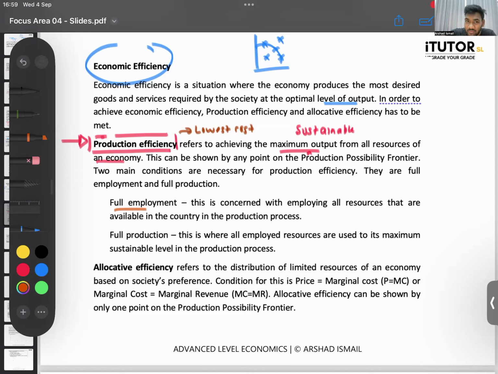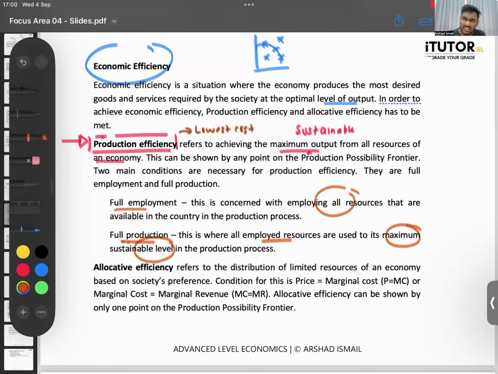Not just full employment, you also have to make sure that all of these people are working fully. There has to be full production. So you have to employ all your resources, and all the employed resources have to be used to their maximum sustainable level. So if a person has been given a job, he has to work at least 8 hours a day. So if you have employed all your resources, and you're getting the maximum sustainable output of those employed resources, then you can say you have achieved productive efficiency. That means you're getting the maximum output from all your resources.